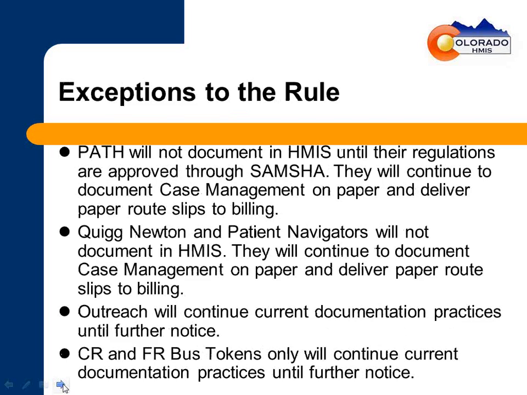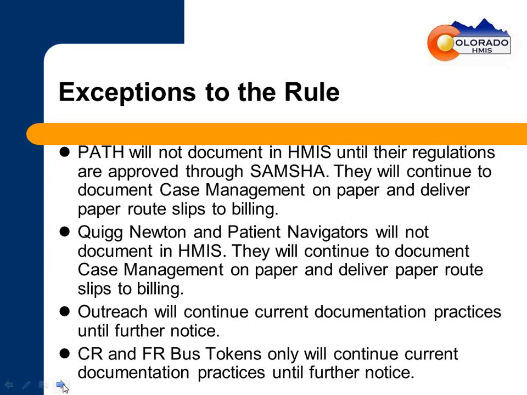So now we're going to talk about the exceptions to the rule. It wouldn't be CCH if we didn't have somebody doing something different when everybody else had to do it one way. So here are a few of the exceptions. PATH is not going to be documenting in HMIS because SAMHSA has not approved the regulations yet for their entry into HMIS. So they'll continue to document case management on paper and deliver those route slips to billing.